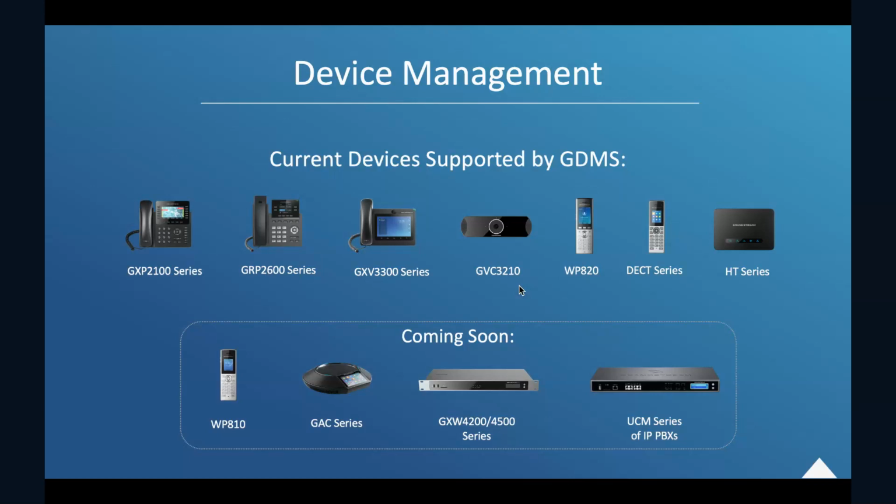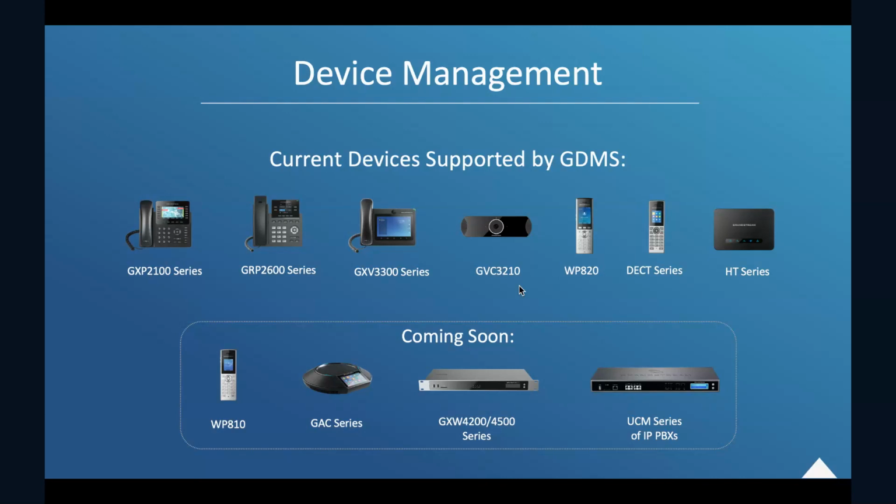So the current devices supported by GDMS is our GXP 2100 series, the GRP 2600 series, our GXV series of Android phones, the GVC 3210 video conferencing end device, WP820 Wi-Fi cordless phone, our DECT series of phones, and then also our HT series of analog ATAs.